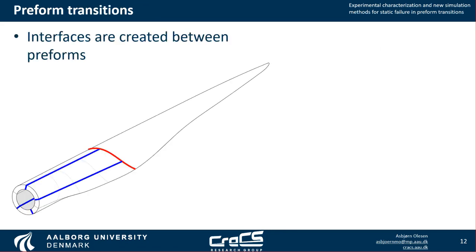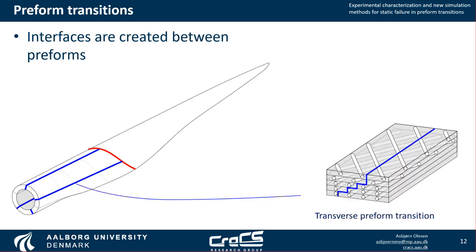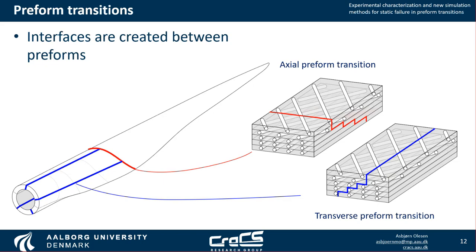When we use preforms, a consequence is that when we have multiple, we will have interfaces created where preforms meet each other. We're going to be working with two preform transition types. One is what we call the transverse preform transition, where fibers are aligned along this interface where the preforms meet. And the other is axial preform transition, where the fibers meet in the interface and are interrupted by this interface as well.